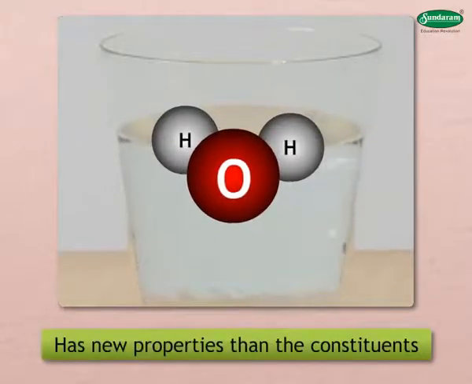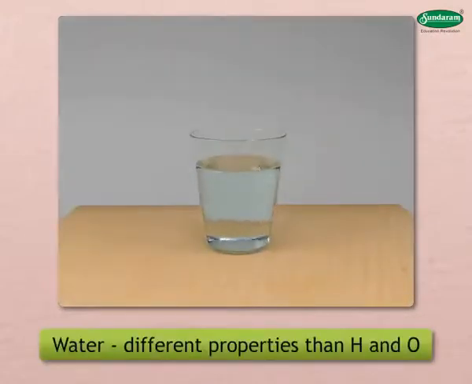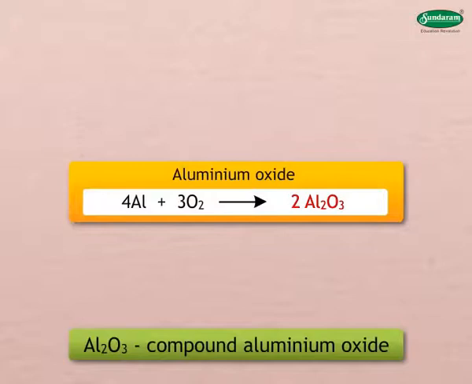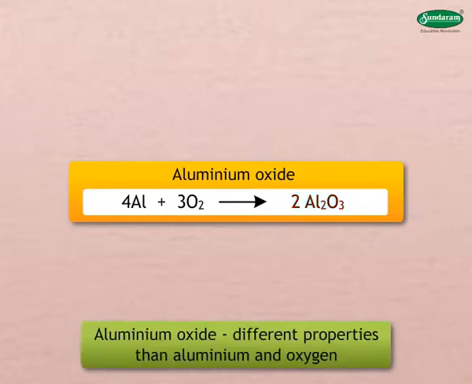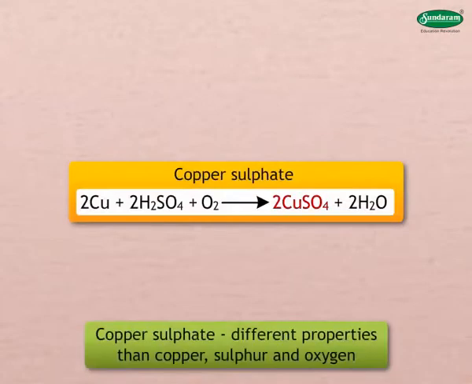A compound has totally new properties than the constituents. The chemical formula H2O represents the compound water. Water has different properties than hydrogen and oxygen. The chemical formula Al2O3 represents the compound aluminium oxide. Aluminium oxide has different properties than aluminium and oxygen. The chemical formula CuSO4 represents the compound copper sulfate. Copper sulfate has different properties than copper, sulfur, and oxygen.